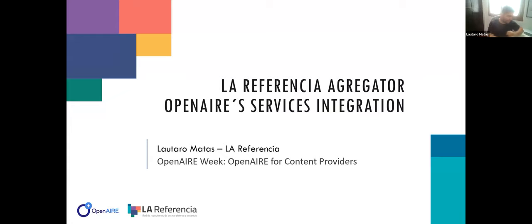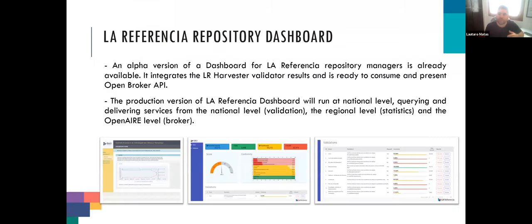Okay, thank you, Pedro. Thank you all for the opportunity to present. I want to briefly present what we are doing in collaboration with OpenAIRE to consume the services that they are generating. As you know, La Referencia is an aggregator, it's not a repository, and it's a content provider for OpenAIRE. OpenAIRE harvests more than 2 million records of Latin American repositories through La Referencia. So this use case is different from most of the cases of OpenAIRE, because we are an aggregator of aggregators, because we actually harvest the national nodes of La Referencia.